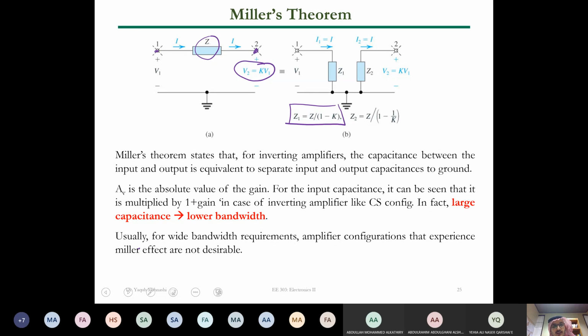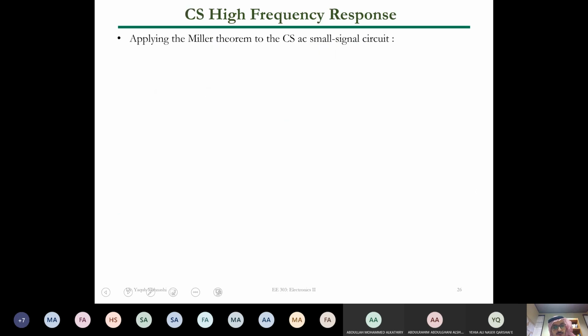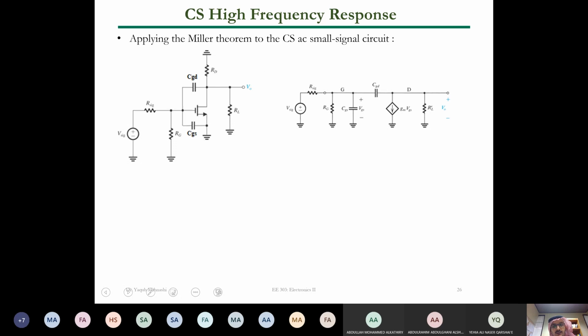And of course, if you have higher capacitance, what will be the case with the bandwidth? Because we know the time constant is proportional to the capacitance value, and it is inversely proportional to the frequency. Right, so if you have higher capacitance, it means you have a lower pole or maybe lower bandwidth, because now we are talking about high frequency. Okay, so let's find maybe the number of poles and also the time constants for the common source amplifier.